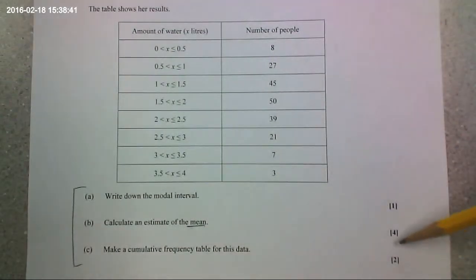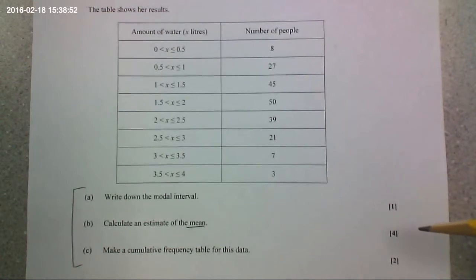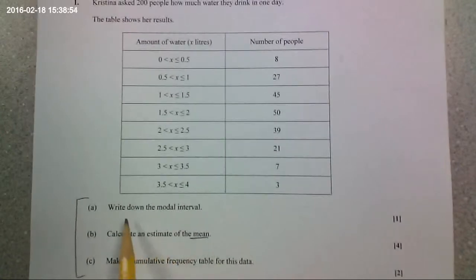And that would be worth a total of 7 points, which is actually pretty significant considering what you usually need to pass the whole test. So this is a lot of points up for grabs that are pretty easy. So first one says write down the modal interval.